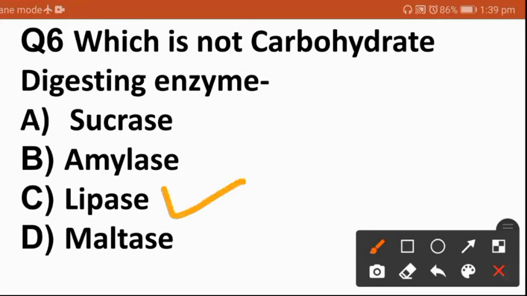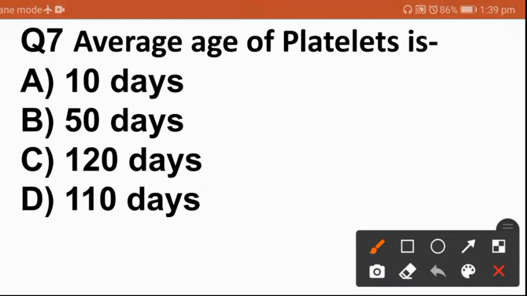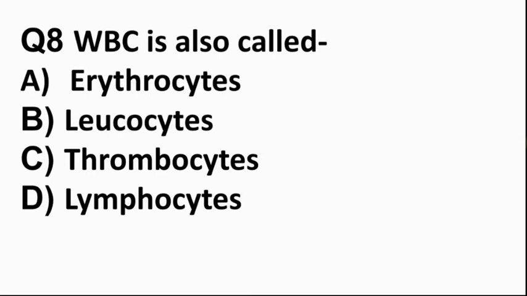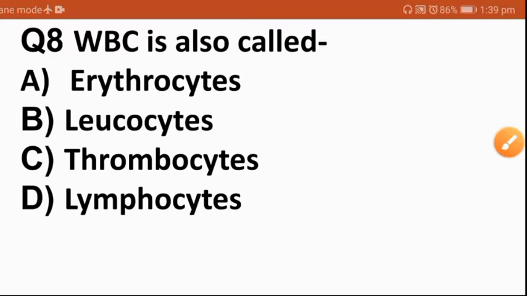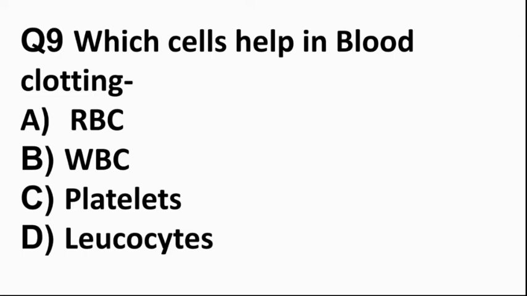Average age of platelets is A 10 days. WBC is also called B leukocytes. Which cells help in blood clotting? C platelets.